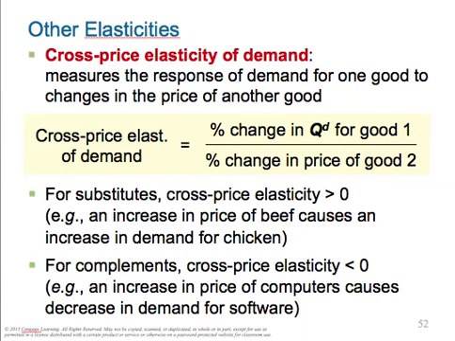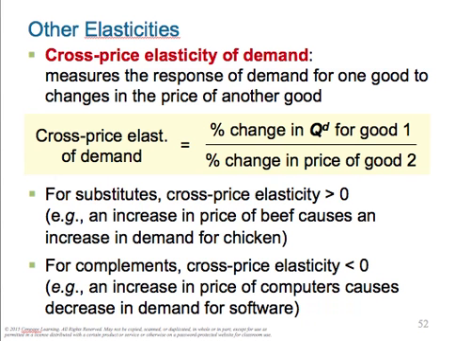Now we talk about cross-price elasticity of demand. It measures the response in demand for one good to changes in the price of another good. This gets a little convoluted, but it's really simple if you think about it. Remember substitutes and complements? Well, that's where they come back in. Cross-price elasticity of demand is the percent change in quantity demanded for good 1 given a percent change in the price of good 2. Okay, so hamburgers and hot dogs, hamburgers and hamburger buns. Hamburgers and hamburger buns are complements. And hamburgers and hot dogs are substitutes.